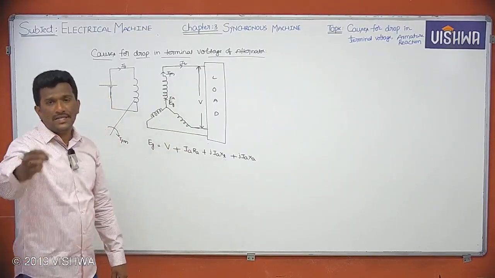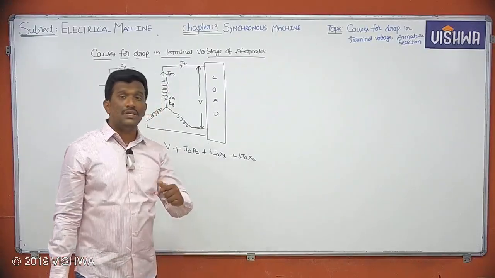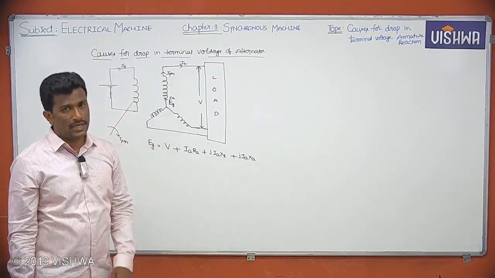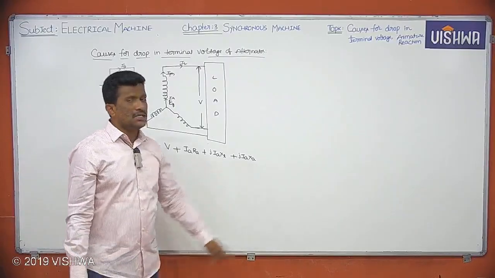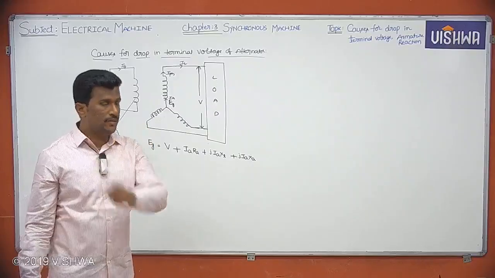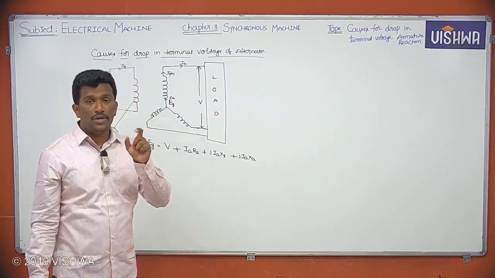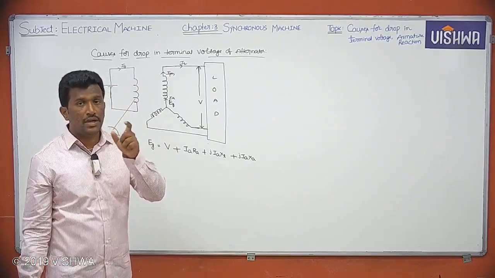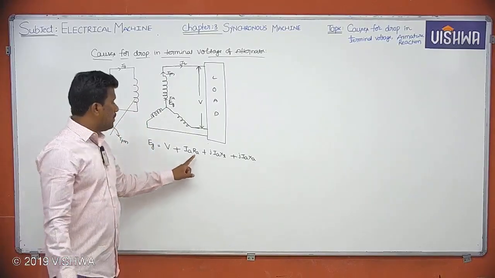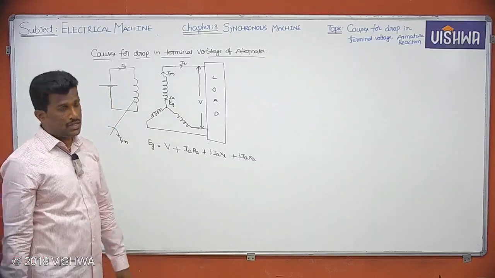And Ra is the armature resistance, and here XL means what? Leakage reactance. XA means armature reactance. Armature reactance is used to represent the drop due to armature reaction. Leakage reactance is used to represent the drop due to leakage flux. Armature resistance is used to represent the drop due to armature resistance, right?